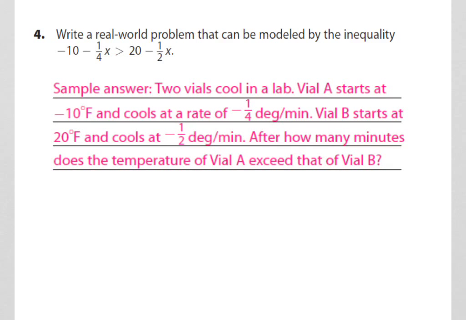Okay, so the author says, well, we have 2 vials cooling in a lab. Vial A starts at negative 10 degrees Fahrenheit and cools at a rate of negative 1/4 degree per minute. Vial B starts at 20 degrees Fahrenheit and cools at negative 1/2 degree per minute. And it says, after how many minutes does the temperature of vial A exceed vial B?